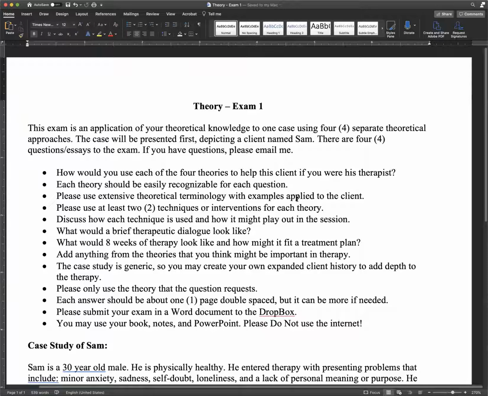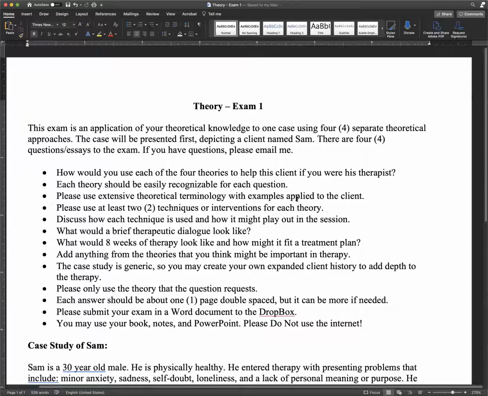In order to do that, you're going to use extensive theoretical terminology so that I understand that you understand the terms, the vocabulary, the concepts behind the theory. And you're going to give me examples of how that terminology is used therapeutically with the client.